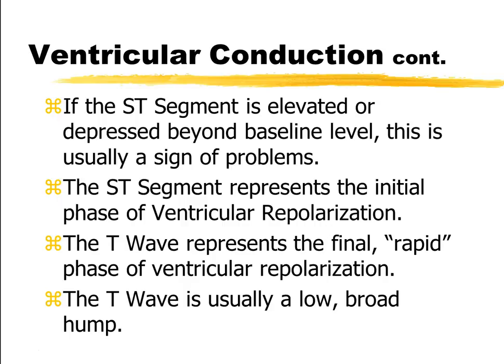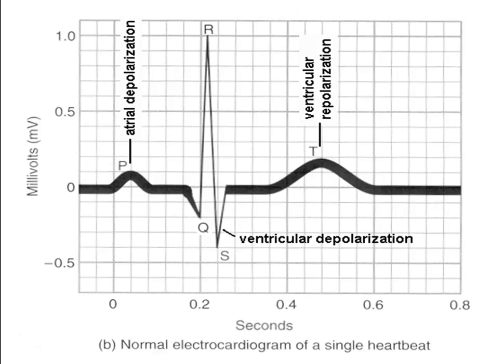As I mentioned before, as that wave goes along, it's going to start to repolarize before it gets done depolarizing. The T wave is that final little bump that I showed you, and that is generally a broad hump, and it represents ventricular repolarization. So you can see here what's happening as far as depolarizing and repolarizing.